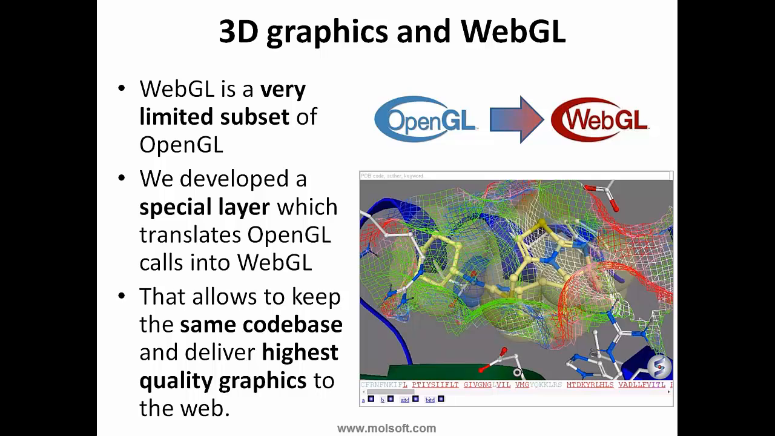So for that, we developed a special layer which translates missing functions from OpenGL into WebGL. This allows us to keep the same code base and deliver the highest quality graphics to the web page. So basically everything which we have in the desktop application, almost everything. There are some limitations, but like 90% of what we have in desktop is now available in a web page through JavaScript and WebGL.